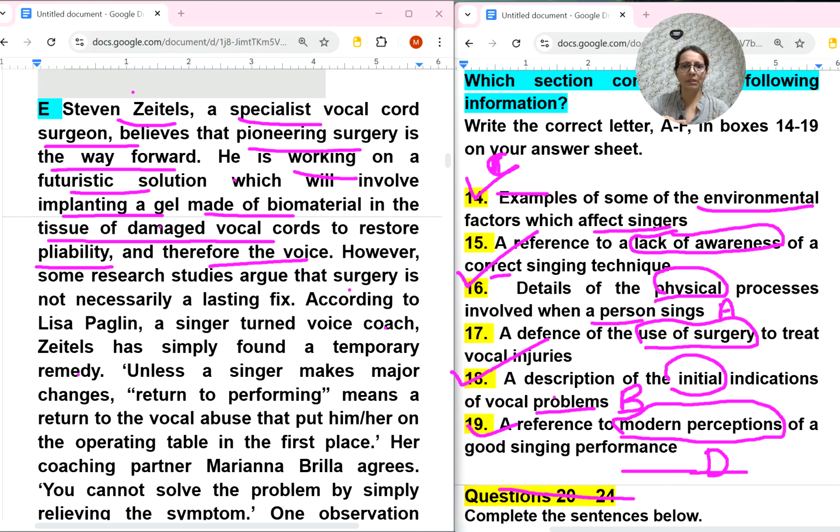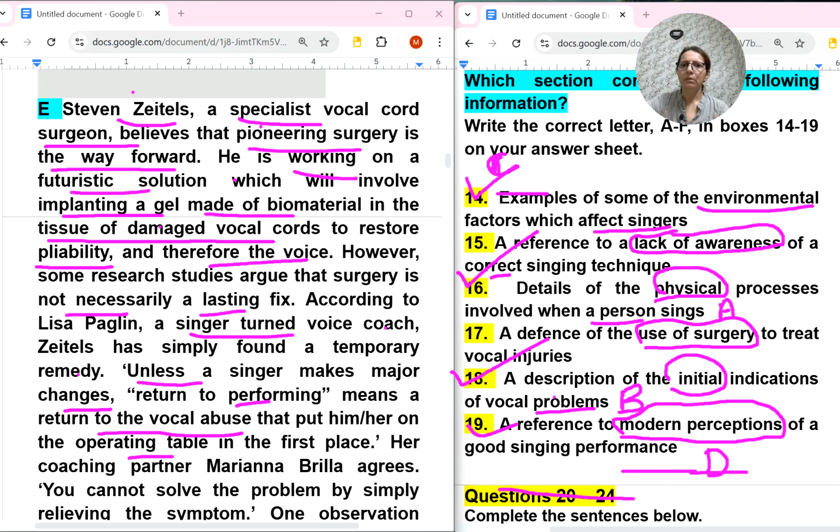However, some research studies argue that surgery is not necessarily lasting. A defense of surgery to treat vocal, and the 15th is also left, a reference to lack of awareness of singing. According to this person, a singer turned voice coach, unless a singer makes major changes, returning to performing means a return to vocal abuse, which put him on the operating table in the first place. Her coaching partner says you cannot solve the problem by simply relieving the symptoms.